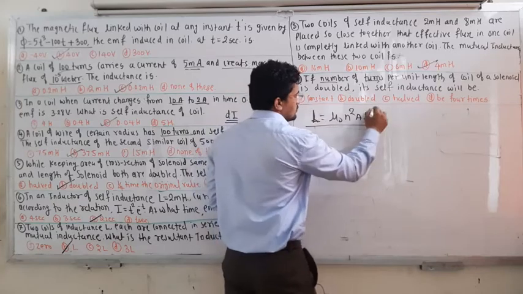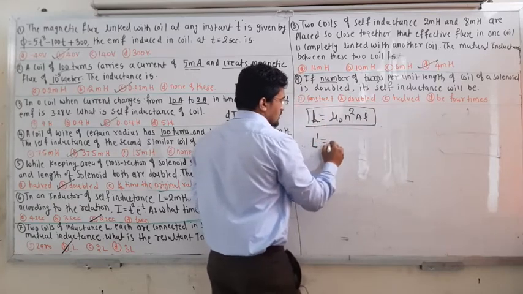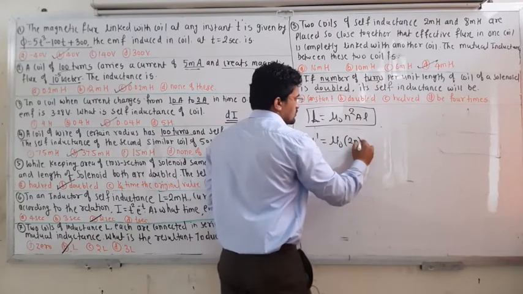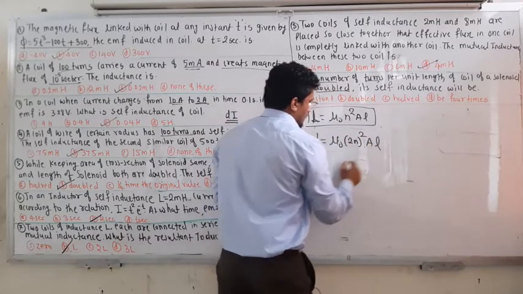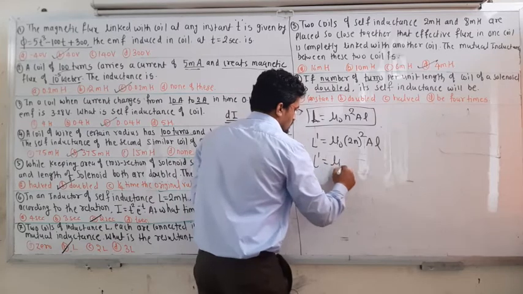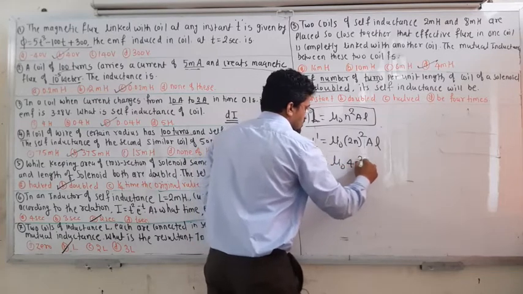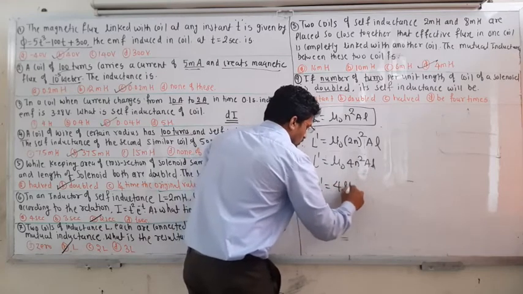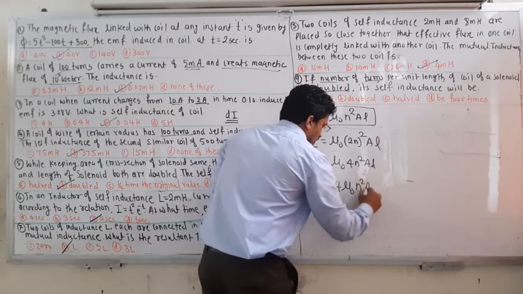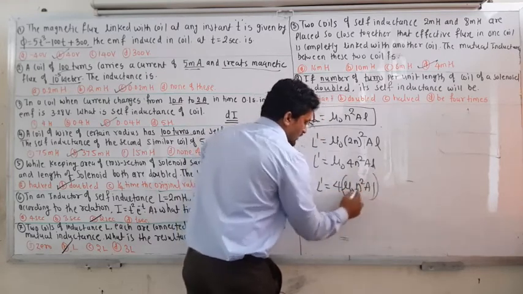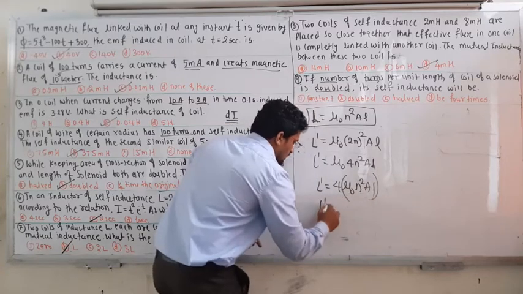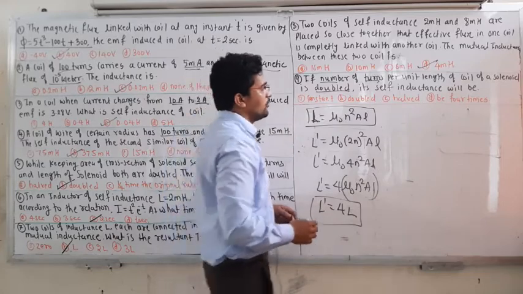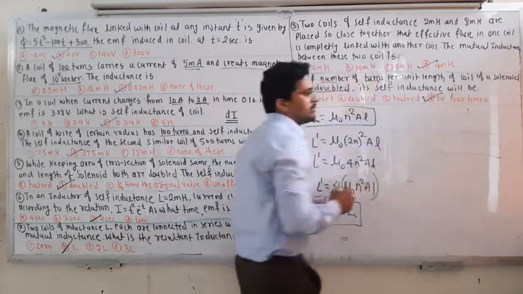This is initial. Now the new self inductance, when the number of turns is doubled, becomes 2 times n, squared: n square becomes 4 n square. So L dash is equal to mu naught into 4 n square A L. Rearranging, 4 mu naught n square A L. If you consider mu naught n square A L, it is nothing but the initial self inductance. So it is increased by 4 times.